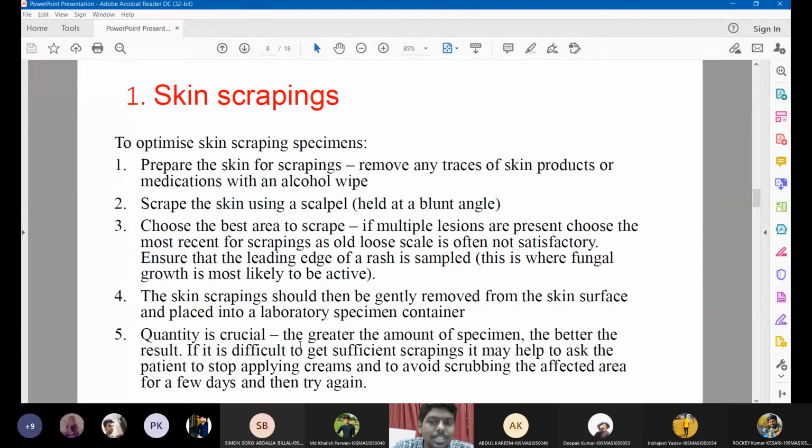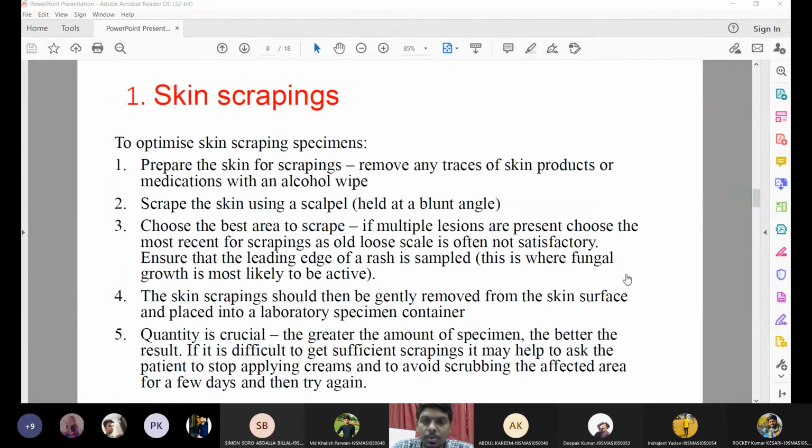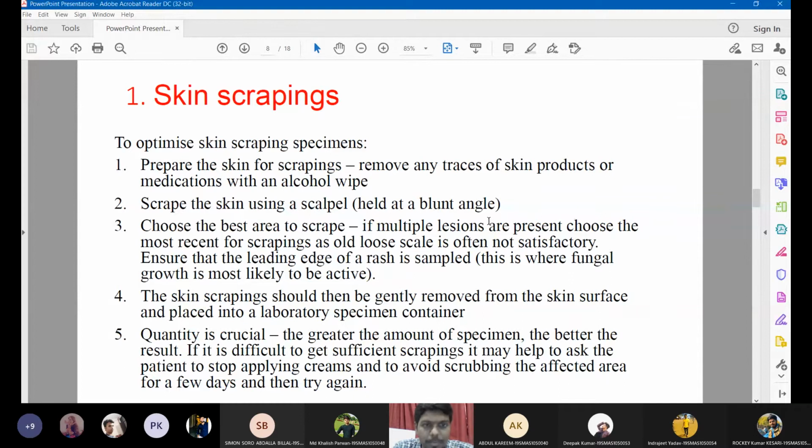So there is a high chance of getting true positive reports from the patient. Okay. So that is why we can collect the maximum amount of sample from the patient. So these are the points that we need to ensure whenever we are collecting the skin sample or skin scrapings.